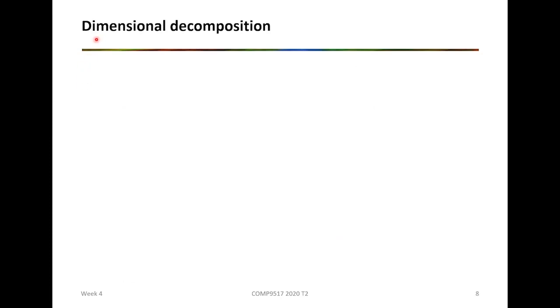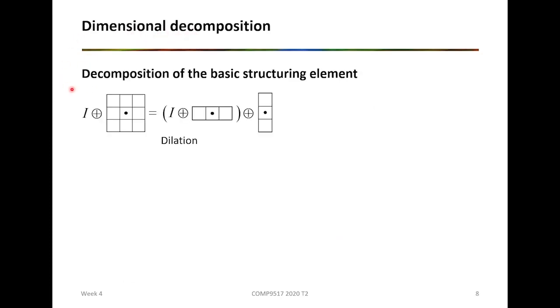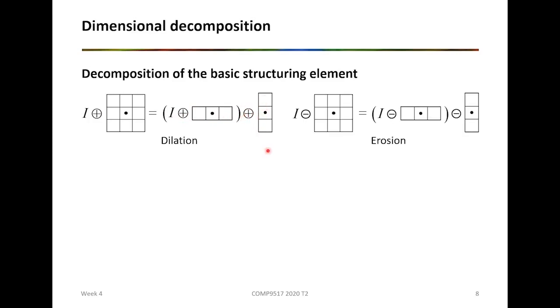Structuring elements can be decomposed dimensionally. For example, if I would dilate my image with a structuring element like this, that would be the same as first dilating with this one-dimensional structuring element, so that dilates in the x dimension, and then dilating the result in the y dimension. And the same for erosion. If you would erode the input image with this structuring element, that would be the same as eroding it first with this one-dimensional structuring element in x, and then eroding the result in the y dimension with this structuring element.